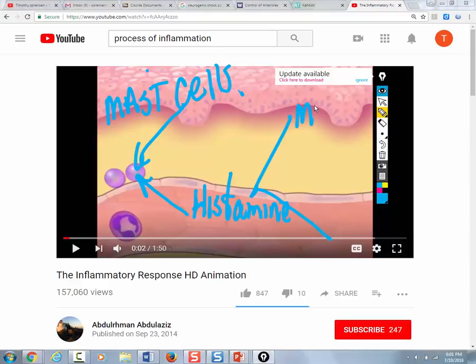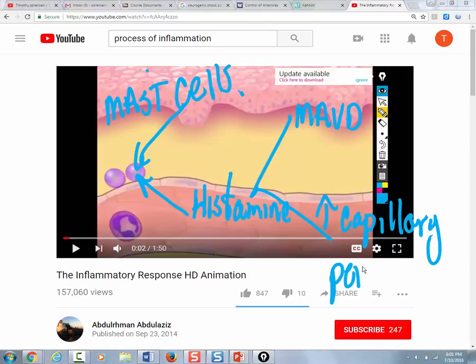It causes massive arterial vasodilation and increased capillary permeability. I like saying that because it makes me feel good. Increased capillary permeability means the capillaries get leaky. You got me? Watch, you learn this in A&P, never forget it.